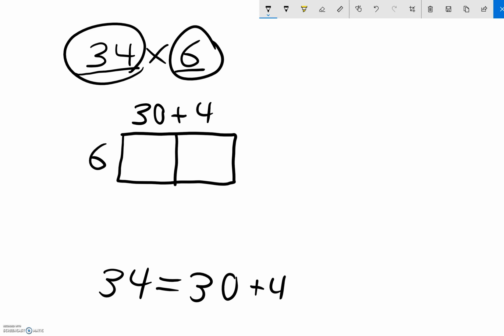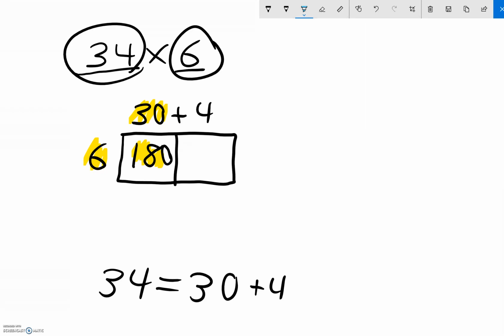Okay, now it's time for the multiplication. This 30 and the 6 meet in this box right here. Okay, so first I'm going to be multiplying the 30 and the 6. And those two numbers meet right here in this box. 6 times 3 is 18. And there's one more 0. 180.